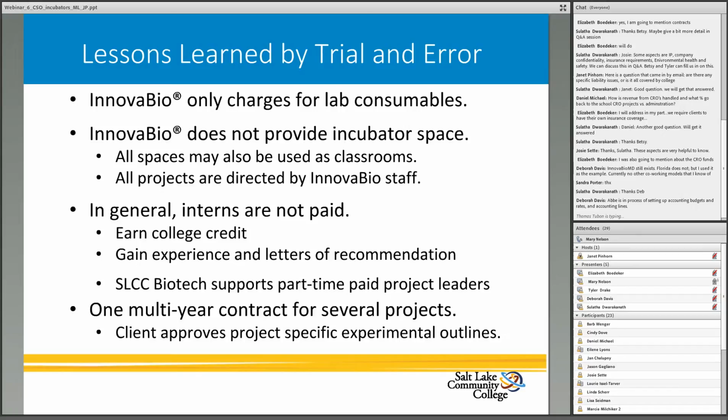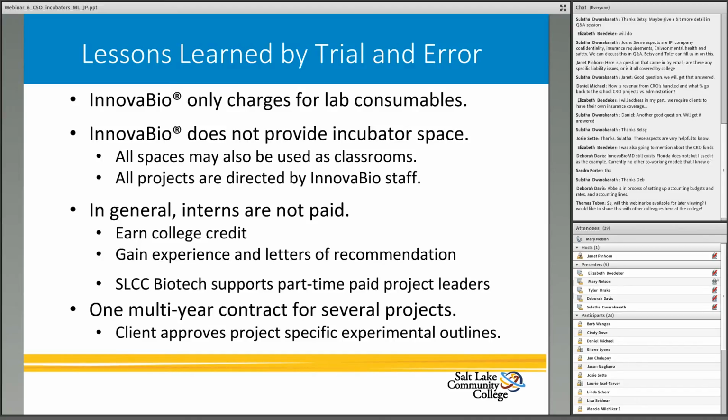The last thing we want is for students to do poorly in their other classes because they're being pressured to do InnovaBio projects. In general, like I said, interns are not paid. They can earn college credit and gain experience. And we're happy to write letters of recommendation. And like I said, we do have part-time paid students who are project leaders.